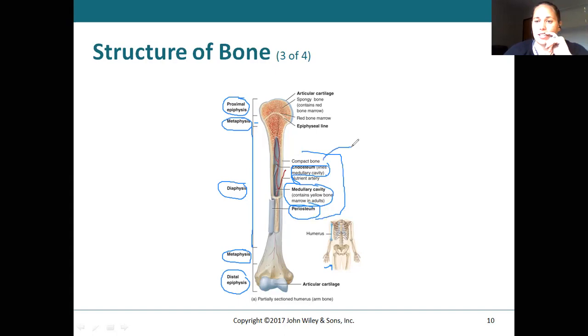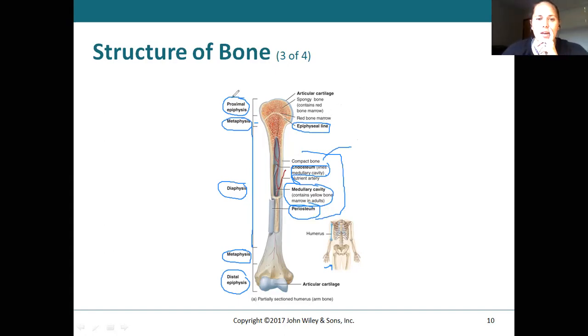In a few slides, we're going to define what compact bone is, but here it's just kind of introducing the idea. The metaphysis, again, what you'll see here is that there is an epiphyseal line. That epiphyseal line is kind of what we think of as the growth plate. That's where bones are going to lengthen. And so we'll talk about that and kind of the process of how bones lengthen here in a bit.